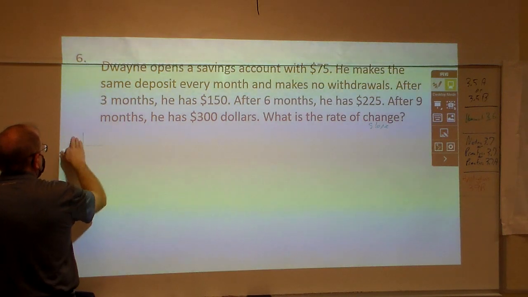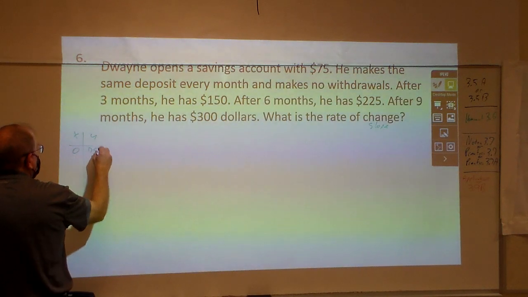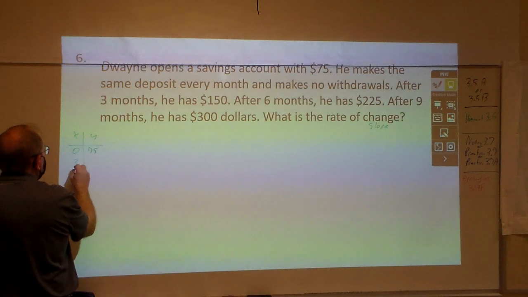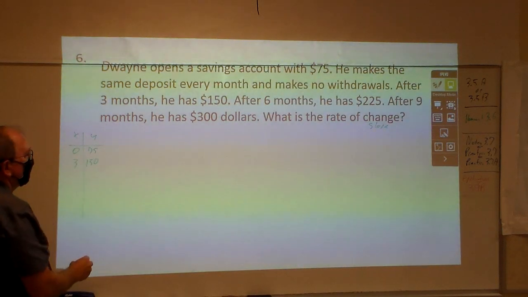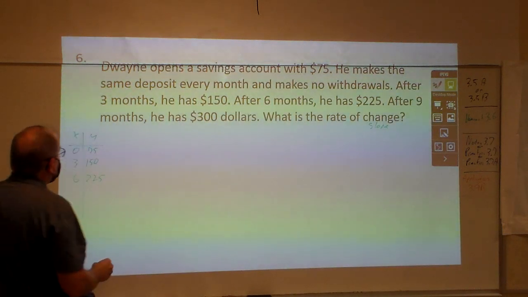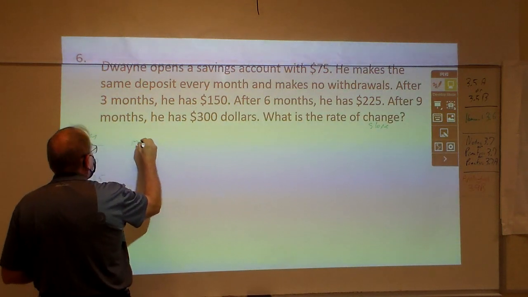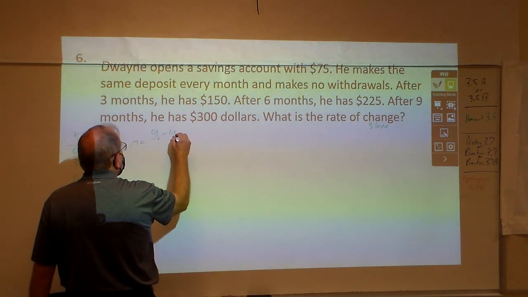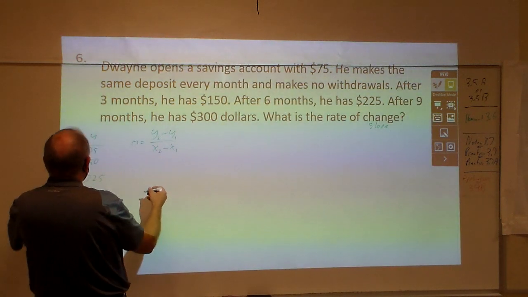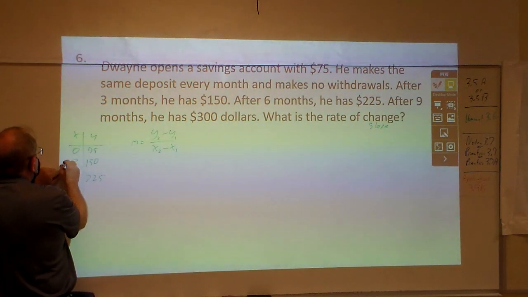He opens an account, which means at the very beginning he has what? $75 in his account. Okay, after 3 months he has $150. After 6 months he has $225. Now there's a lot of ways I can go about doing this. Most people are going to say this here, pick 2 points, use your formula, y2 minus y1 over x2 minus x1, which in this case here, I would then pick probably this point right here as my first one.